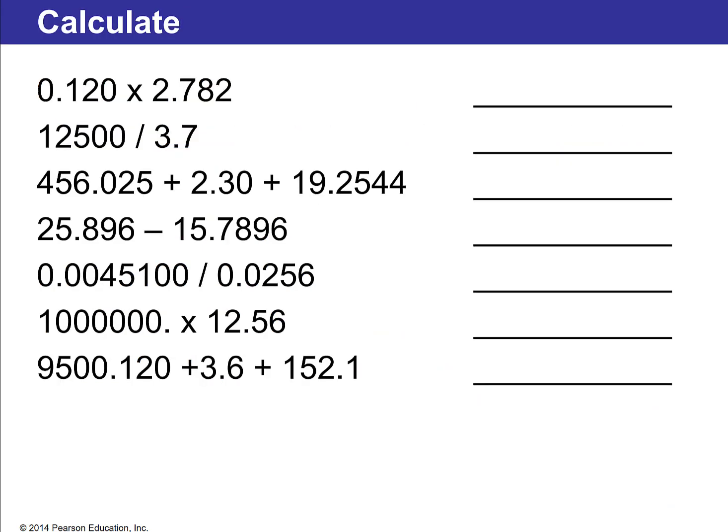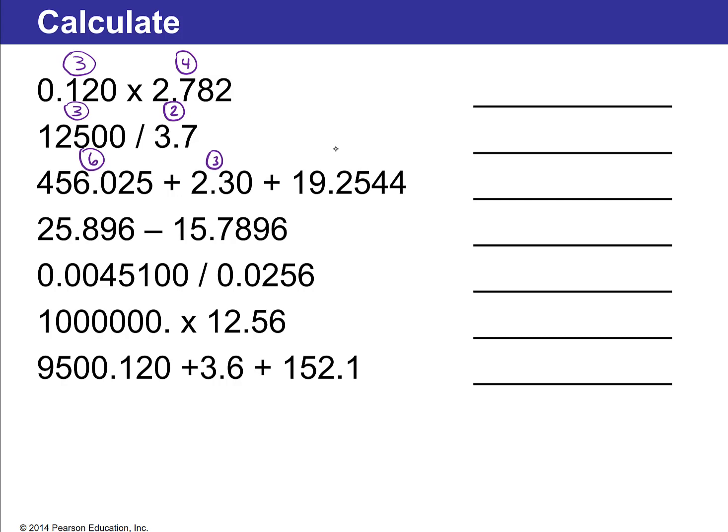So here's another practice. So first, you tell me how many significant figures. So 0.120, 3. 2.782, 4. 12,500, 3. 3.7, 2. Anybody not sure about any of them, just throw your hand up. Okay? 456.025, 6. Zeros in the middle are significant. 2.30, 3. Does everybody see 3, not 2? Because remember, with a decimal place, the lagging zeros or zeros at the end are significant.